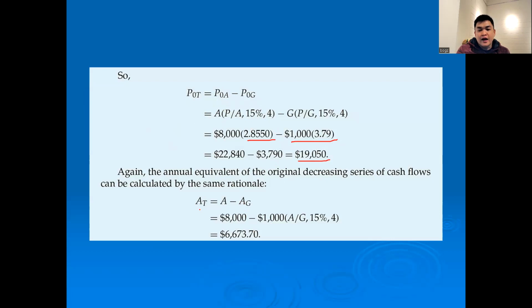And then, getting the annual equivalent, that will be 8,000 fixed minus 1,000 times A given G. That will be 3.79. So that will be 6,607.